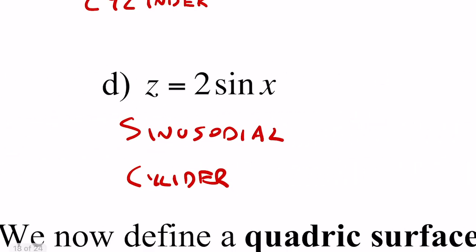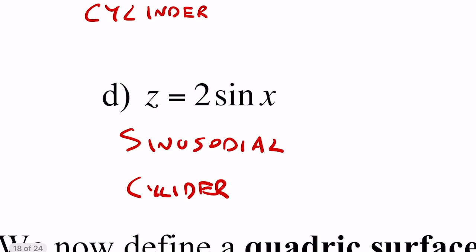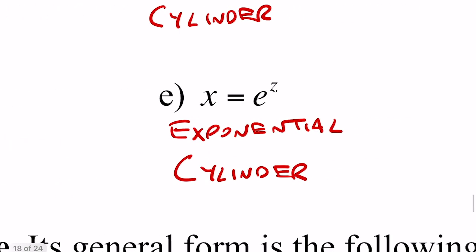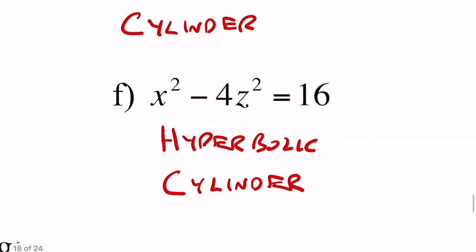Part D, we have z equals 2 sine of x. So this is a sine function, so you would say this is sinusoidal. So this would be a sinusoidal cylinder. Part E, x is equal to e raised to the z power. E to the z is an exponential function, so you would say this is an exponential cylinder.